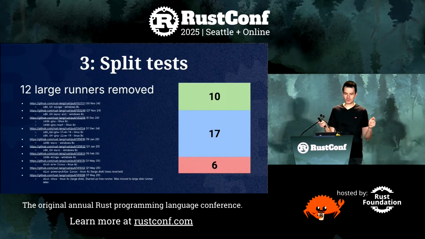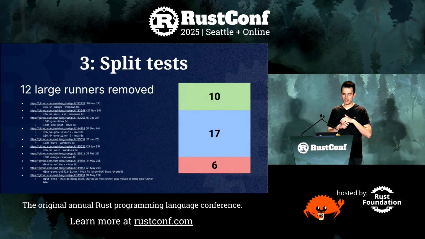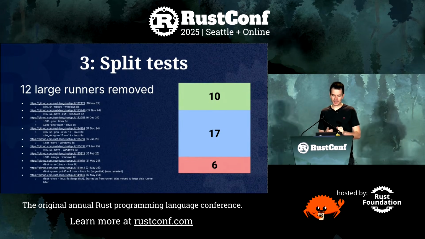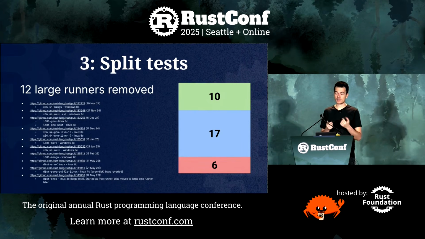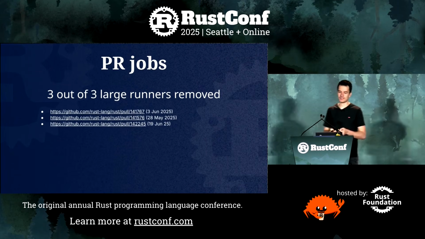So with this technique, we removed 12 large runners, and we just have 6 to go. And this is only for the auto build, by the way. We also had large runners in PRs, but with this technique, we managed to remove all the large runners from PR jobs. So you can go crazy and contribute to the Rust compiler, because we just use standard runners in PRs.